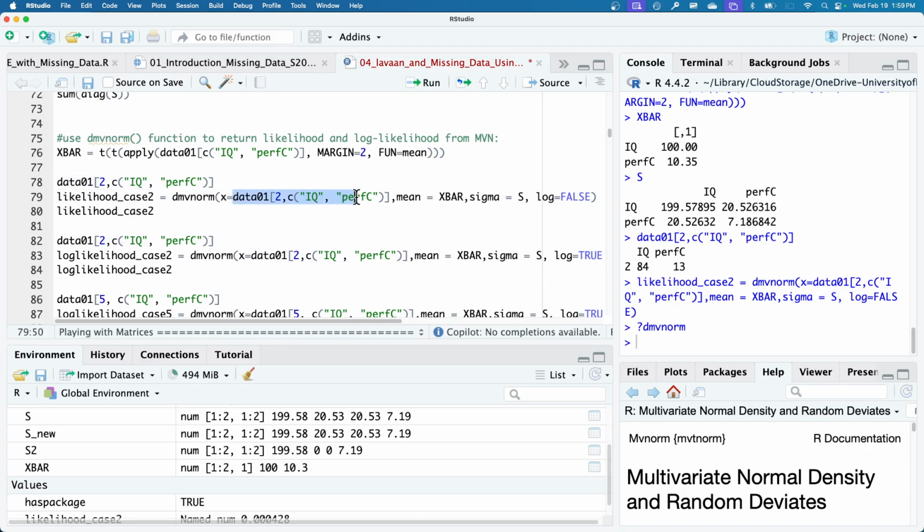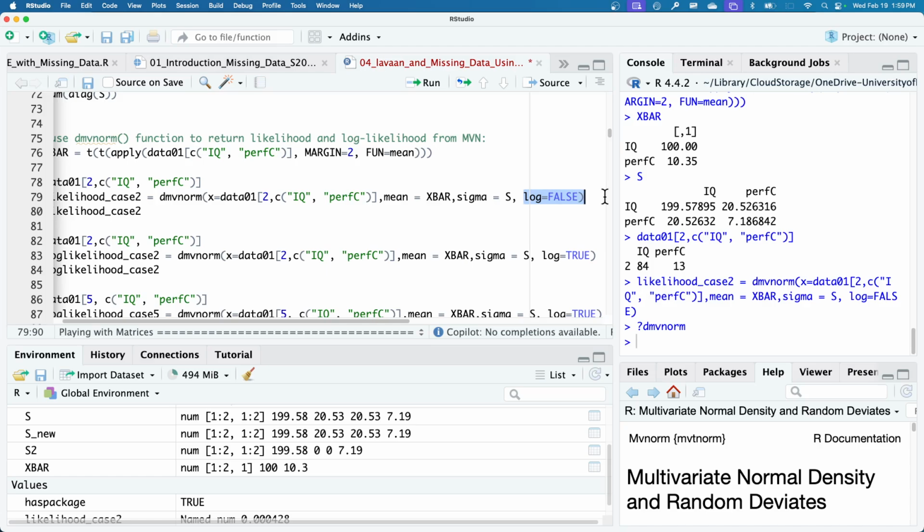We give it our data, right? That's our vector of 84, 13. We compare it to our mean vector, right? So for instance, the first person is lower on IQ than 100, so lower than the average on one, but higher than the average on the other. Then we give it the covariance matrix, and it actually takes an argument whether or not we want it to be the log or not. That'll be helpful in your next homework, by the way. Not with this function, but it turns out dnorm has that ability as well.